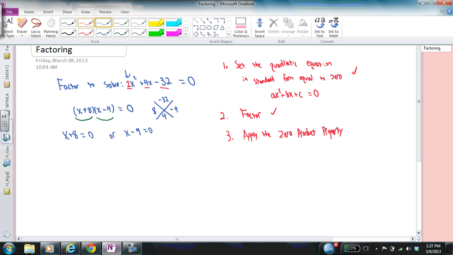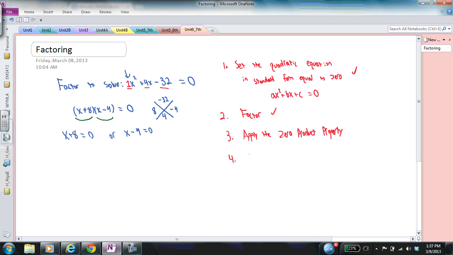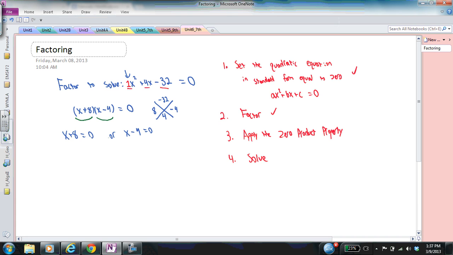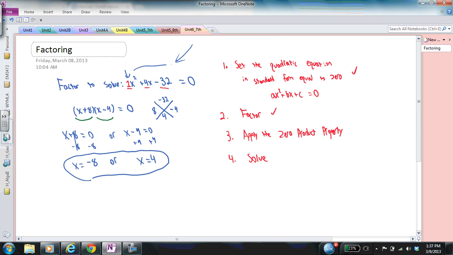Which leads us into step 4, which is simply to solve. So now these are easy linear equations like we did at the very, very beginning of the year that you guys are awesome with. So if I subtract 8 from both sides, I get x equals negative 8. And if I add 4 to both sides, I get x equals 4. So x equals negative 8 or x equals 4 are my solutions to this equation that we started with here.